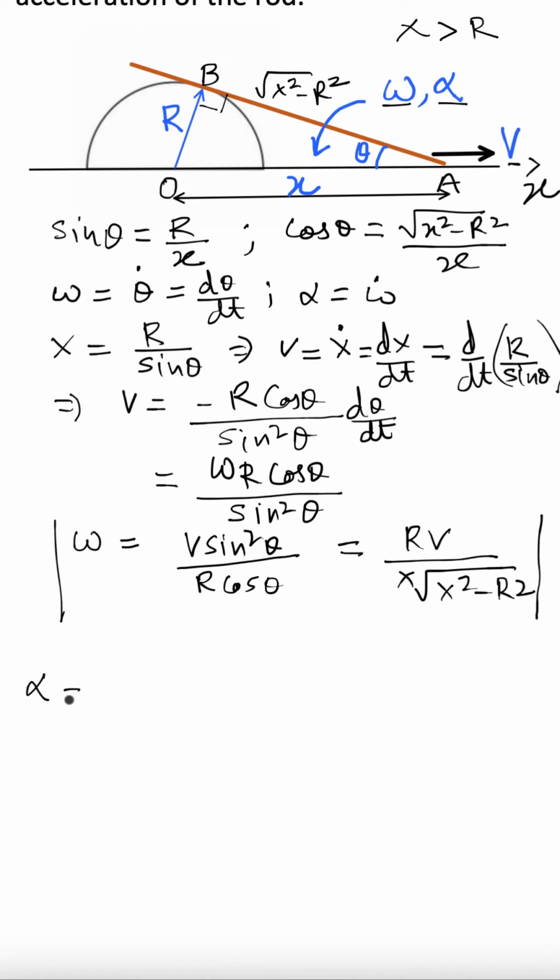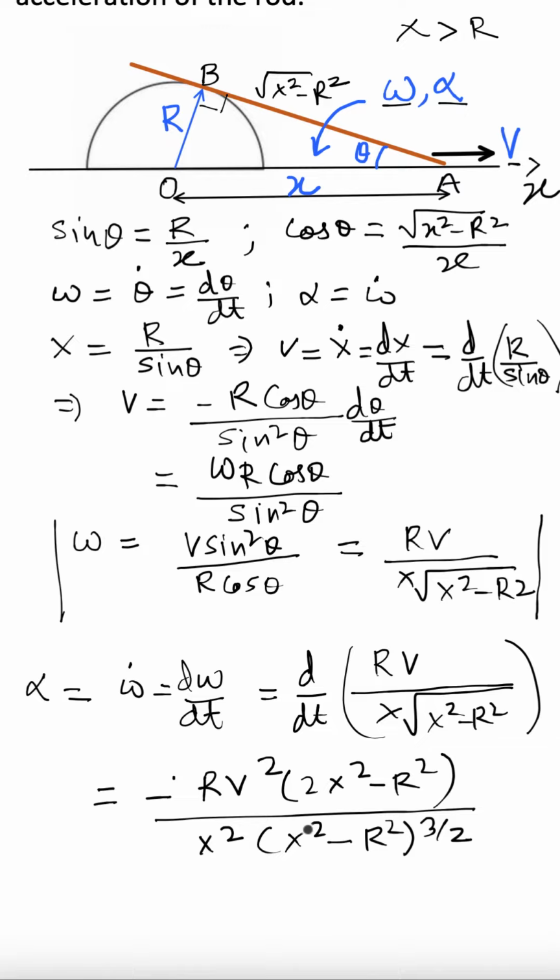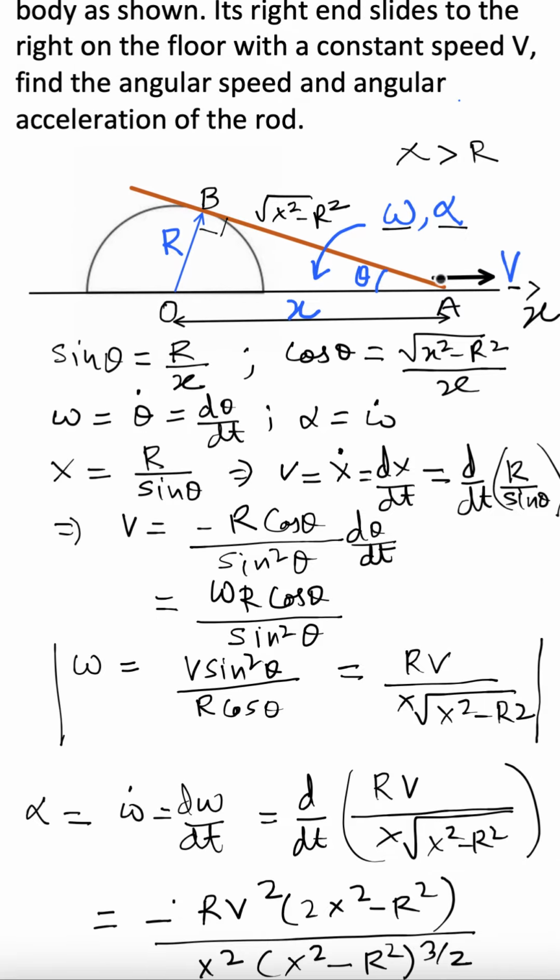alpha is nothing but omega dot, which is d omega by dt, which is d by dt of, and that should be equal to divided by. Now the basic concept here is that since this rod is moving with constant velocity v, all we need to do is write the equation in terms of x and theta, and then just keep differentiating.